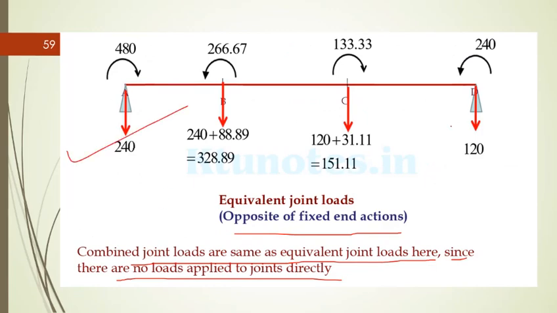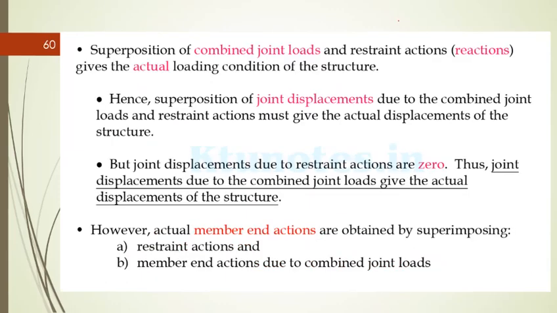Then you can write the flexibility matrix or the stiffness matrix as the case may be. The superposition of the combined joint load and the restrained actions gives the actual loading on the structure. Hence, the superposition of the joint displacements due to the combined joint load and the restrained actions must give the actual displacements of the structure.